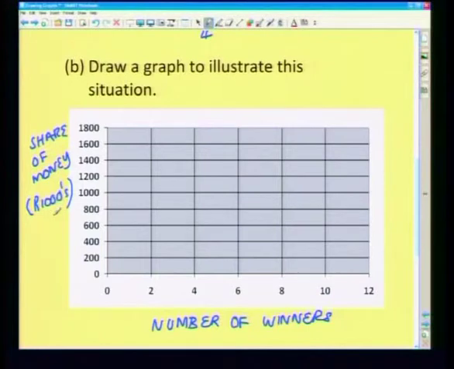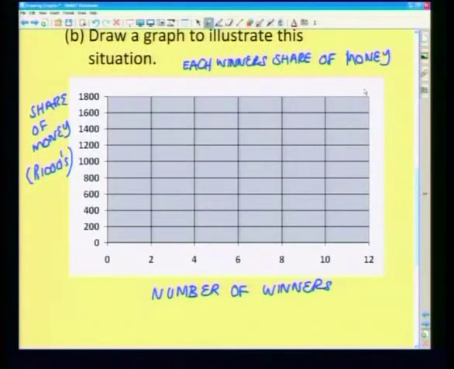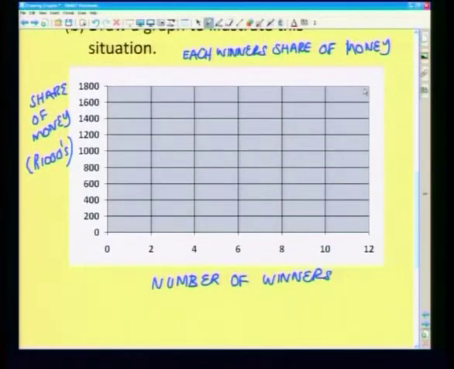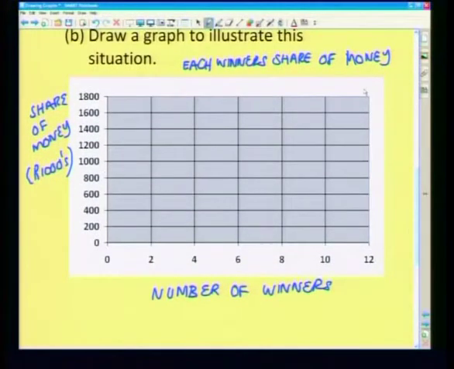Okay, this graph, we can call it each winner's share of money, or of 1.6 million, or whatever you want to say. So I'm going to say each winner's share of money. All right, or share of 1.6 million. Okay, in order to draw the graph, we have to plot the points that we have been given.